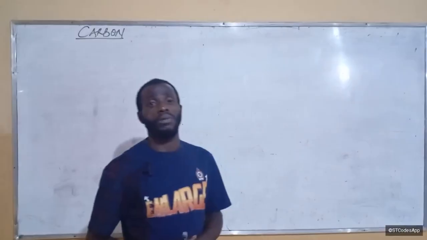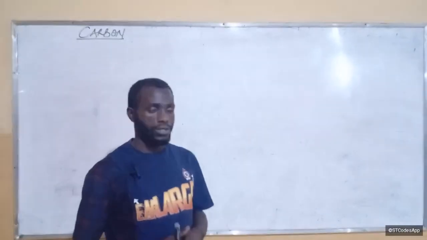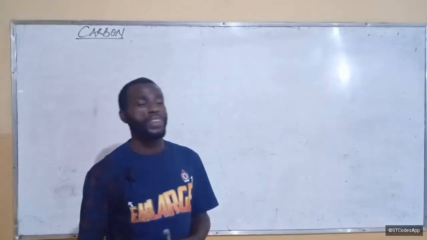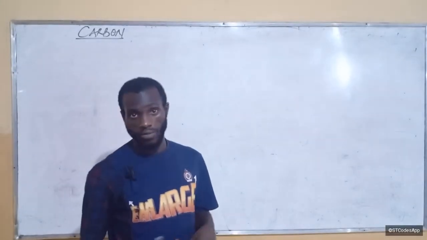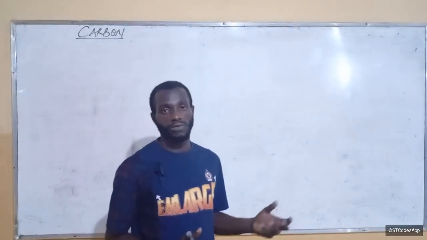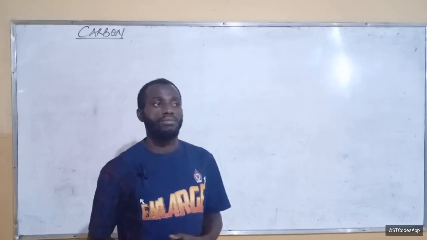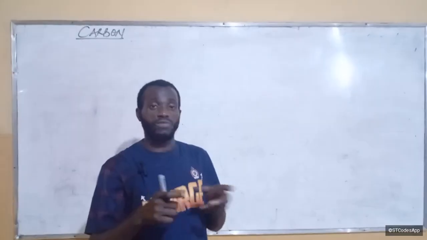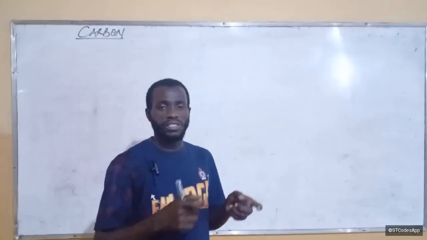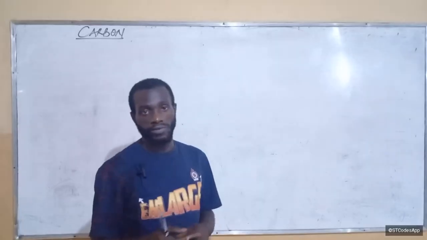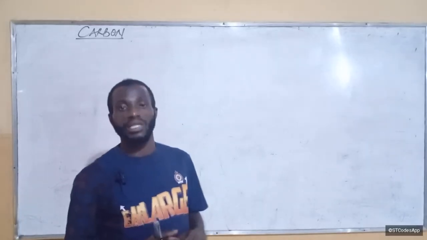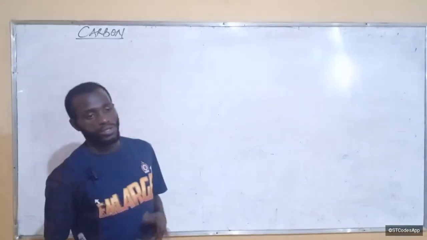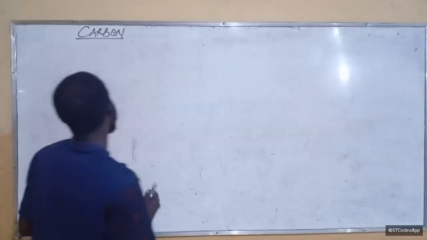Now today let us talk about carbon. We're going to talk about what carbon is, the unique properties of carbon, the allotropes of carbon and some of their uses. Then of course the structure of these allotropes and some things that are not allotropes of carbon but are commonly confused as allotropes. Is that clear? All right, so now let's get into it.